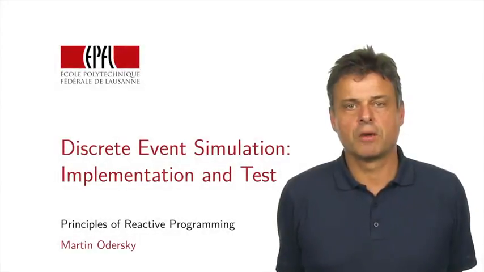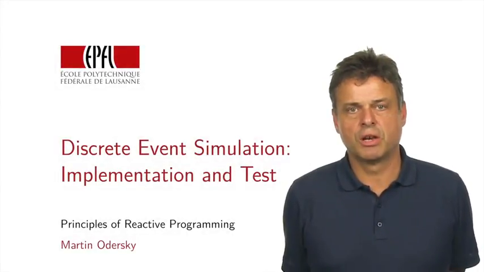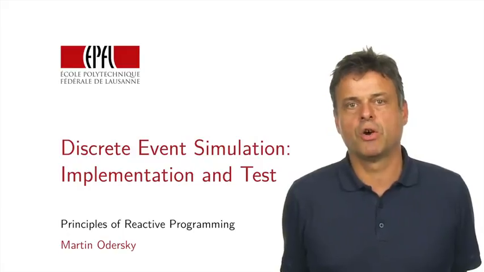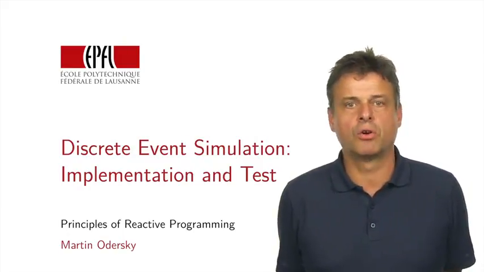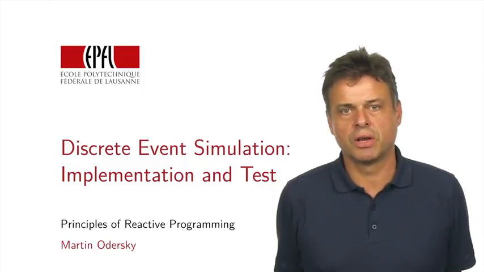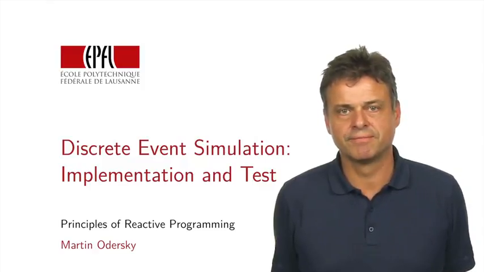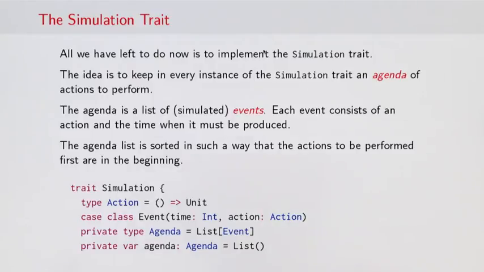In the third and final part of the discrete event simulation, we will look at the implementation of the core libraries, and then we will put everything together and run a concrete simulation to demonstrate and test how everything works. All we have left to do now is to implement the simulation trait.